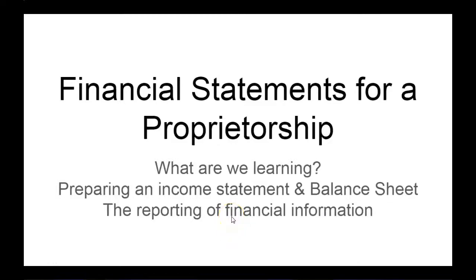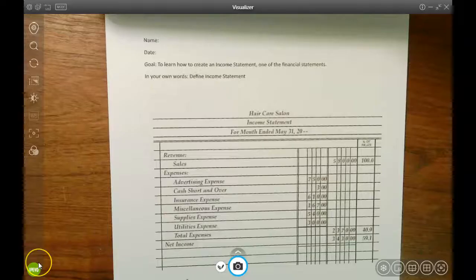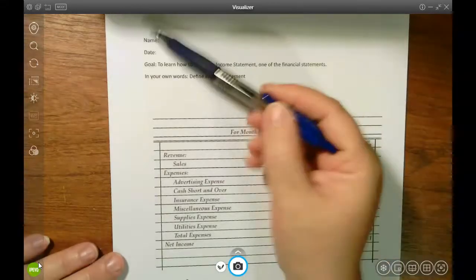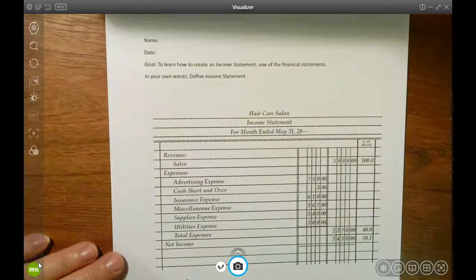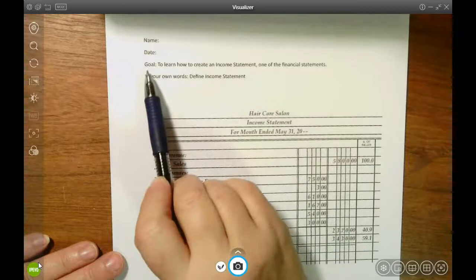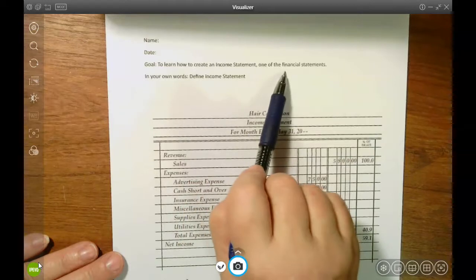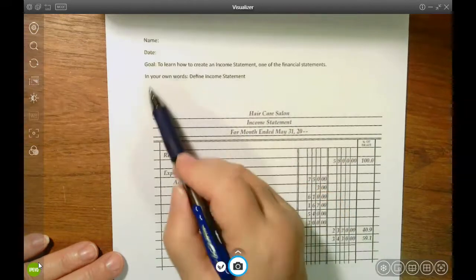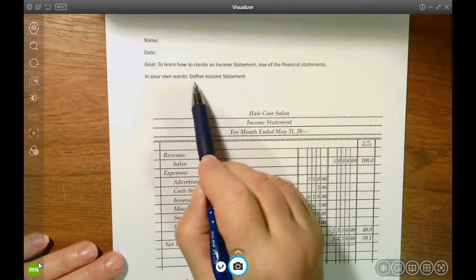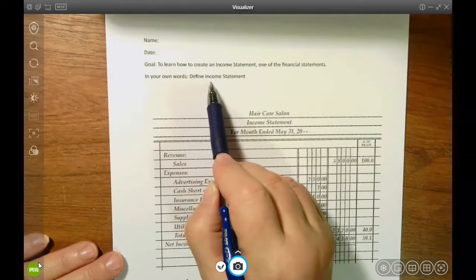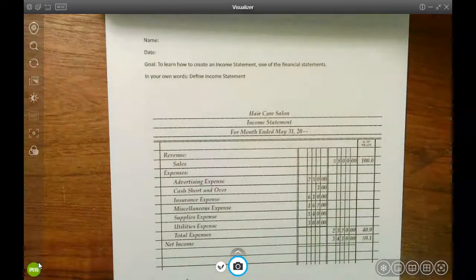All right, so this is a recording on how to create an income statement. So we are learning financial statements for a proprietorship. The first thing I want you to do is write your name and the date on the worksheet. The goal is to learn how to create an income statement, which is one of the financial statements. In this space below, in your own words, I want you to define what an income statement is. Then I want you to pause the video until you get that done.